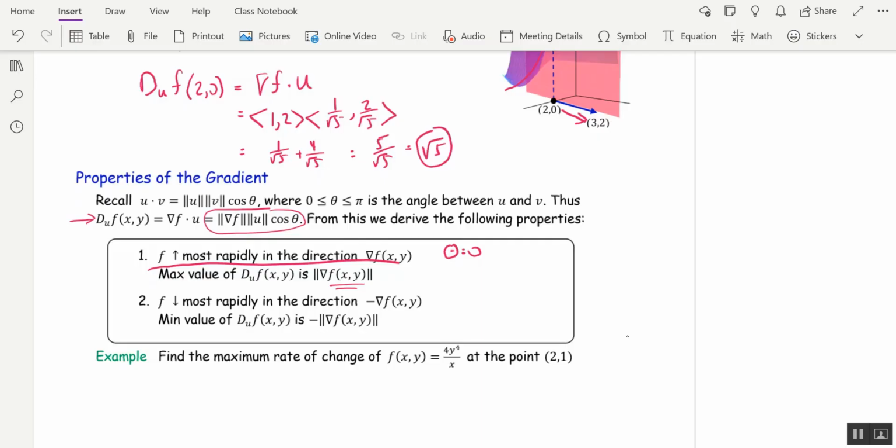And then similarly, if theta is equal to pi, then we see that f is decreasing most rapidly in the opposite direction of the gradient, and the value of the directional derivative is negative the length of the gradient. So let me erase this and do an example with you.